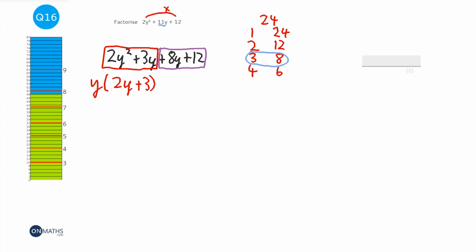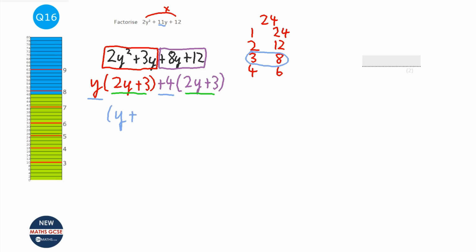And here there's going to be 4, so 2y plus 3. Now if you've done this correctly, the two brackets here and here should be the same, and you should end up with a letter and a number there. Now the blue ones go together to form a bracket, so y plus 4. And that other bracket that we underlined in green, we just write that once.